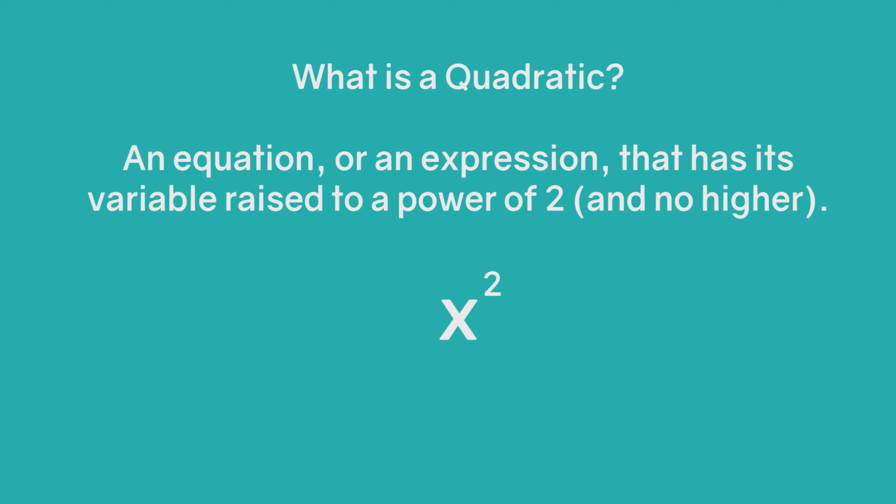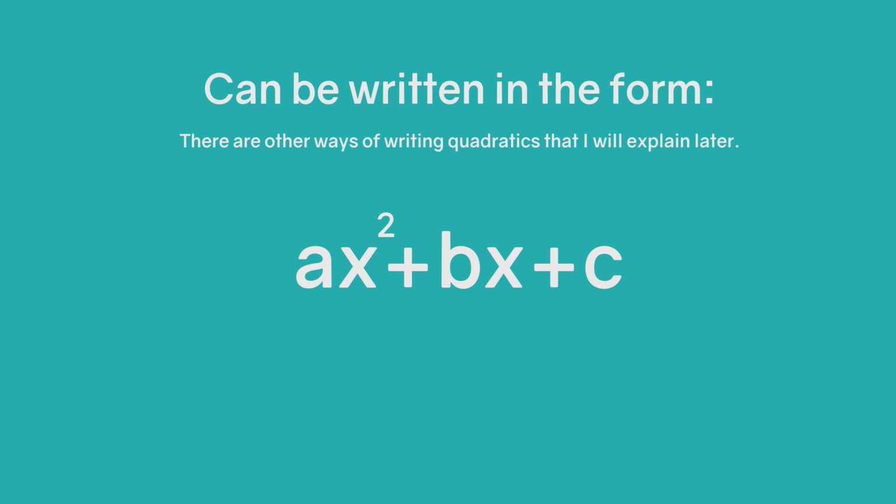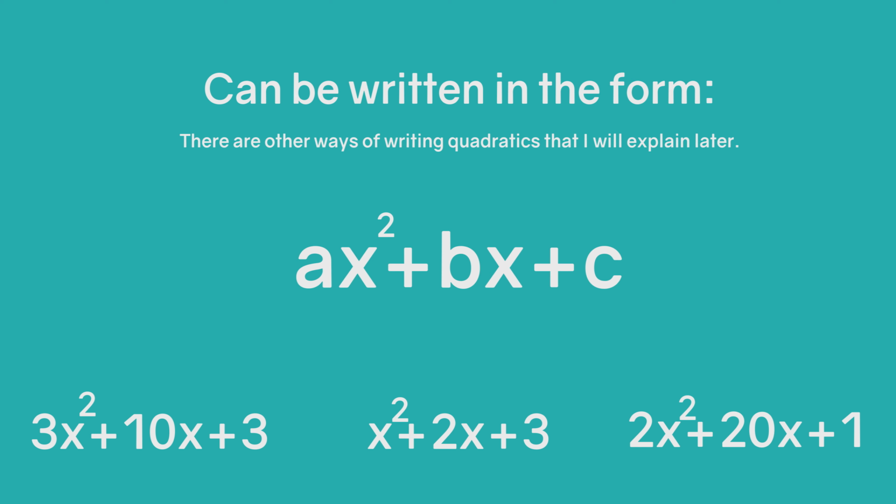What are quadratics? A quadratic is just any equation or expression that has the variable x raised to a power of 2. I mean, that's really it in terms of the definition. A quadratic can be written in the form ax squared plus bx plus c. Now, you might be looking at a, b, and c and wondering where they came from, but I'll get to that later. I just want to make sure that you understand what I'm saying in the first place about quadratics in general.